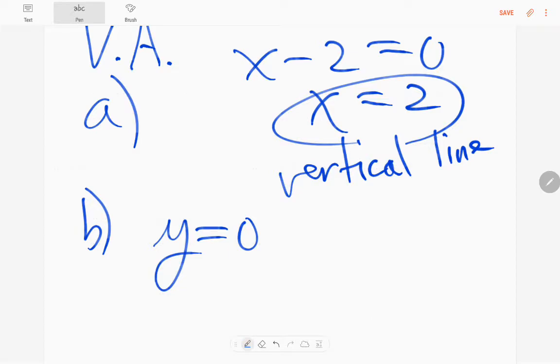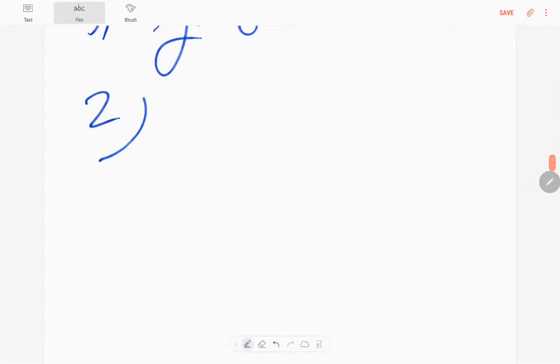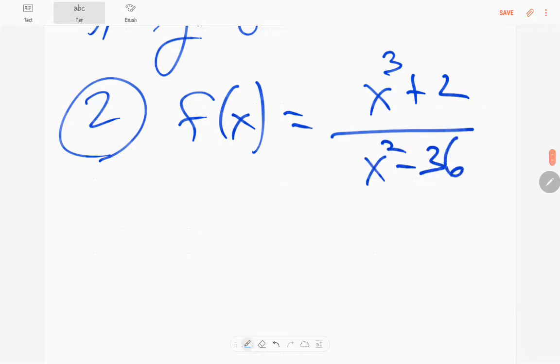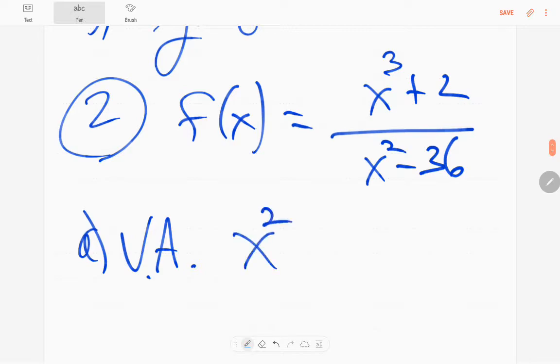All right, let's do number 2. Same problem, find the vertical and horizontal asymptotes, but the function is a little more complicated on this one. But let's find the verticals first. So set the bottom equal to 0 and solve for x.